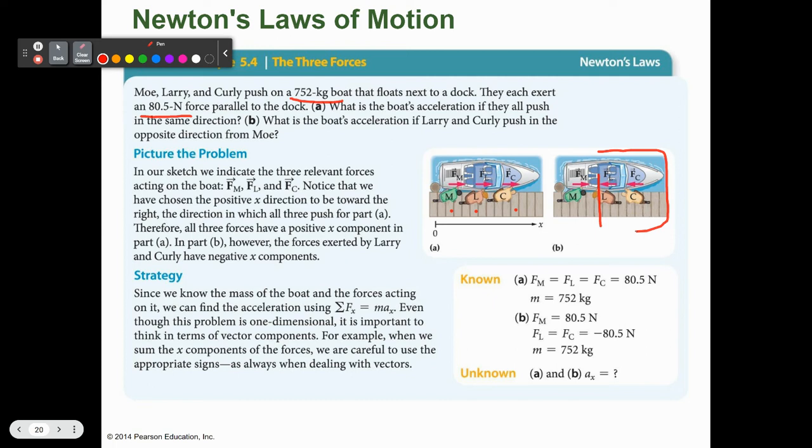Okay, so we're going to use that as our equation. We're going to take the sum of those three, and that's going to equal its mass times its acceleration. So this one is going to be 80.5 plus 80.5 plus 80.5. Whereas in this one, it was going to be 80.5 minus 80.5 minus 80.5. So the force is actually going to be a negative number, and then that's going to be equal to the mass times the acceleration.